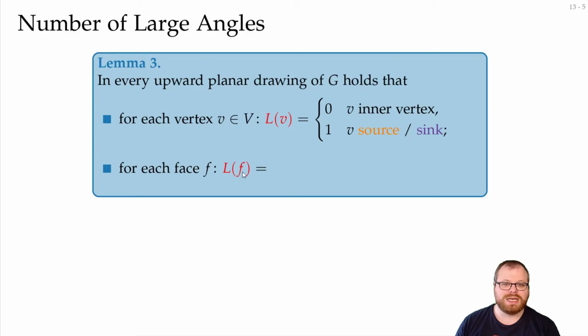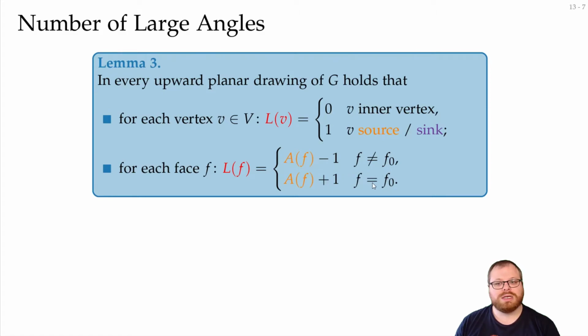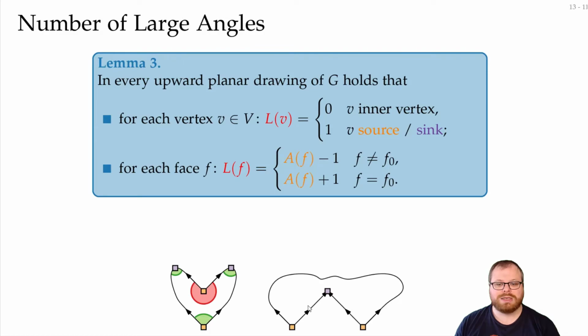And for every face, the number of large angles we have is the number of local sources minus 1 for interior faces, and the number of local sources plus 1 for the outer face. This we can easily see on some examples. We have one large angle here, but 2 sources. We have one large angle here, but 2 sources. But in general, it follows just from the 2 lemmas we had before.